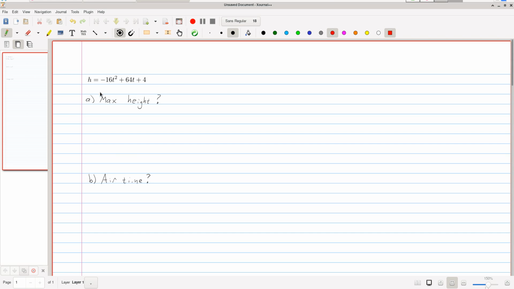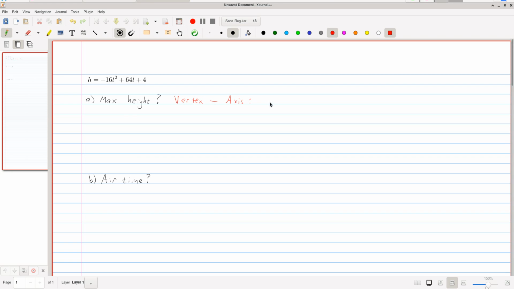A ball thrown in the air has a height given by h equals negative 16t squared plus 64t plus 4. We're asked to find the following information. Part A, the max height. The maximum occurs at the vertex. But to find the vertex, we've got to get the axis of symmetry.